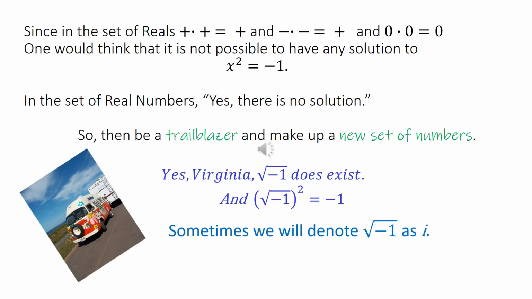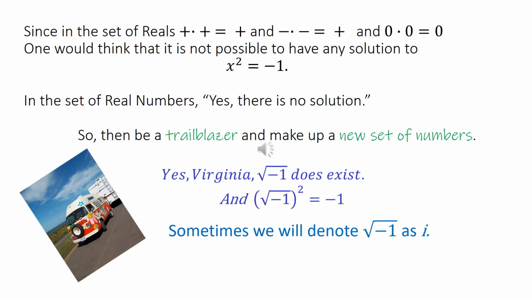A positive times a positive is positive, and a negative times a negative is also positive, and 0 times 0 is 0. So one would think that it's not possible to have any solution to x squared equaling -1. In the set of real numbers, that's true. There is no solution.